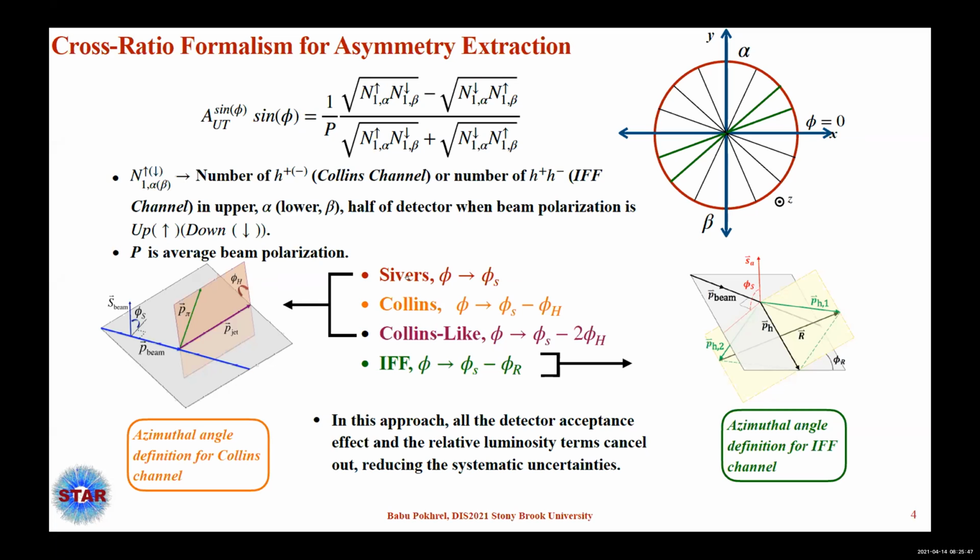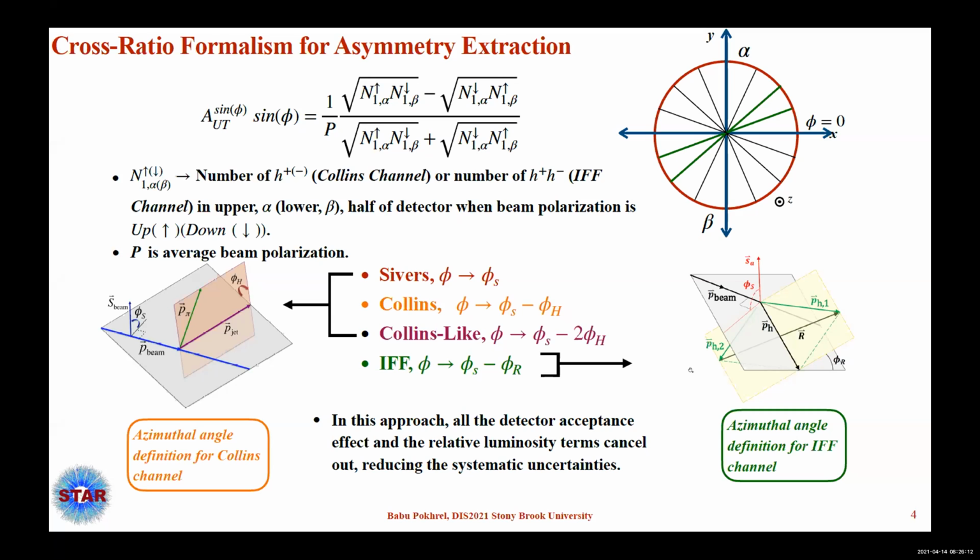Sivers effect, and the phi s minus phi h modulation leads to sensitivity to the transversity coupled to the Collins fragmentation function, and the phi s minus 2 phi h modulation yields sensitivity to the linearly polarized gluon coupled with the Collins-like fragmentation function.